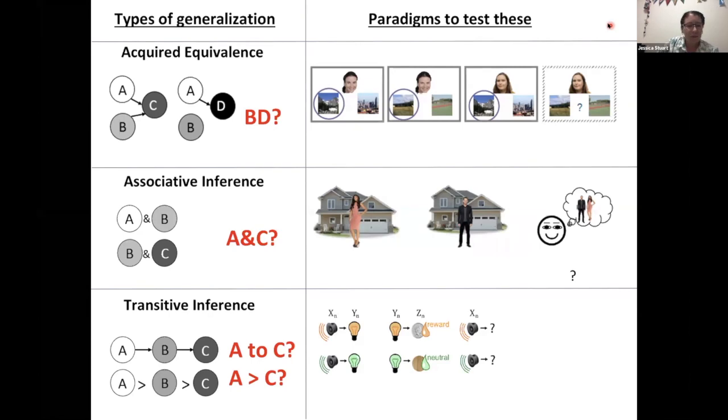I'm having trouble going between slides.